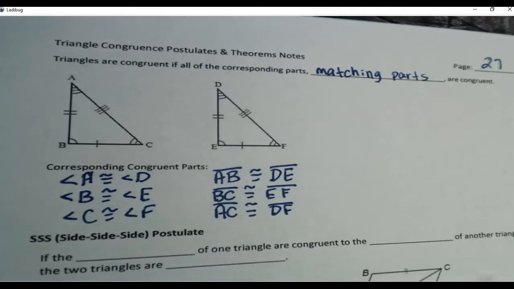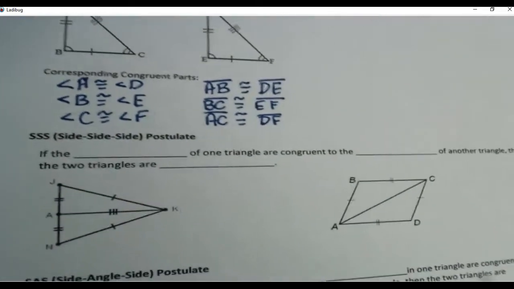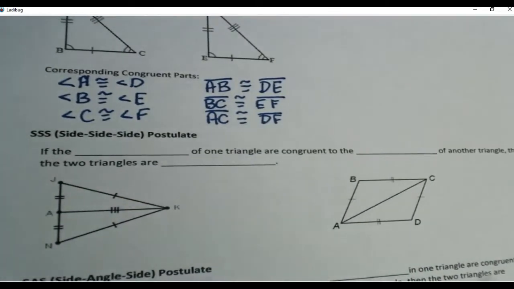Questions? Okay. So, like I said, we might not have all of the tick marks. We might not know every single angle and every single side. So what we're talking about today are theorems and postulates, which are kind of like rules, that let us assume congruence if we don't know all of the sides and all of the angles. Okay. So the first one is the side-side-side postulate.